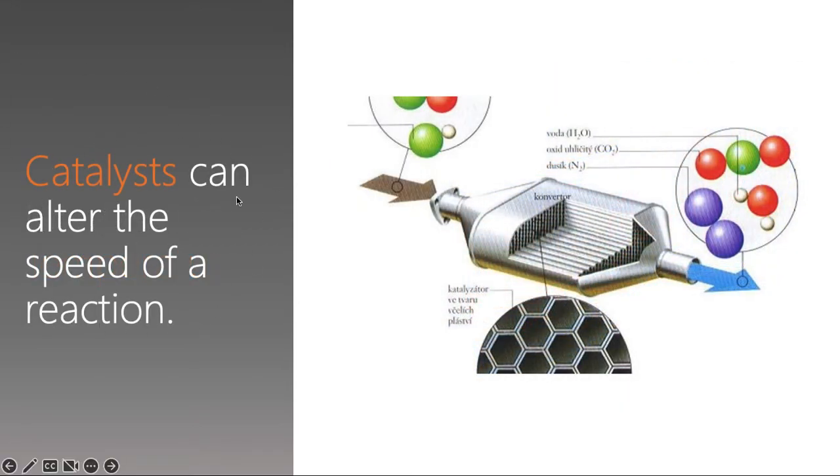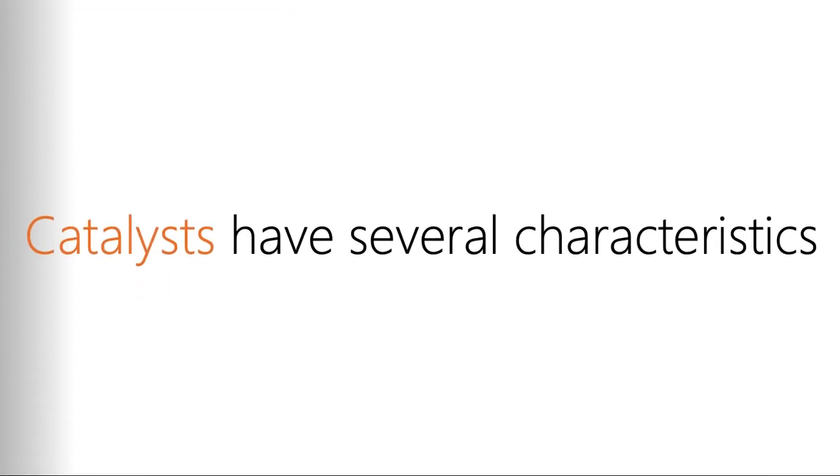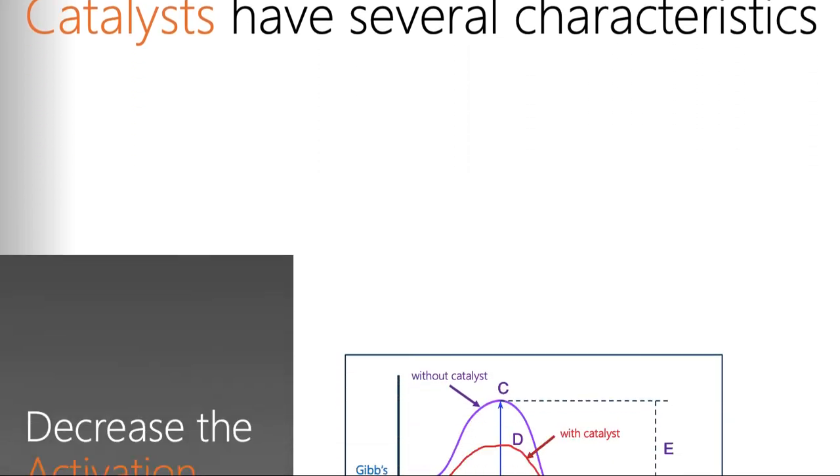The last way to increase the rate is by involving a catalyst. The catalyst itself doesn't get involved in the reaction itself. It doesn't get used up, so it doesn't react at all. But what happens is it alters the speed of the reaction. Typically, it increases it. Catalysts have several characteristics, so let's take a look at them.